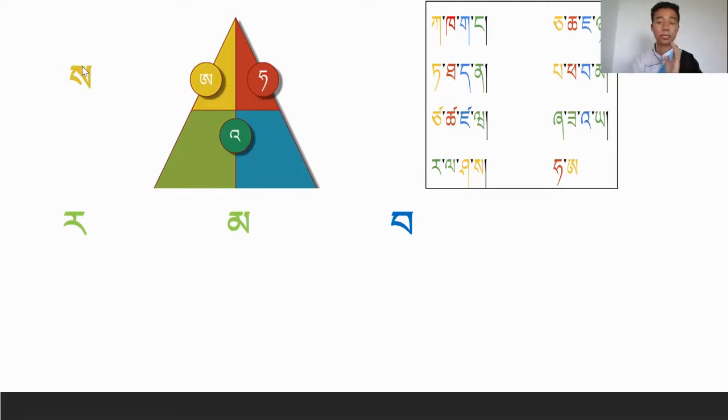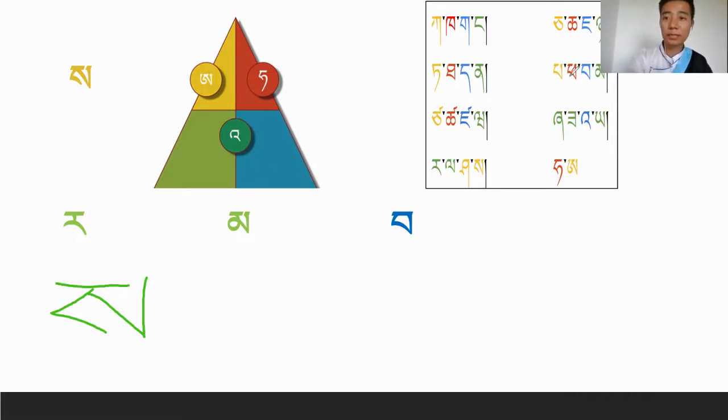It's yellow, that's why it's a high tone. Sa. How to write this one, you already know, and the head has to be written like this. This is sa.